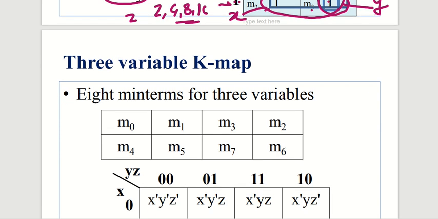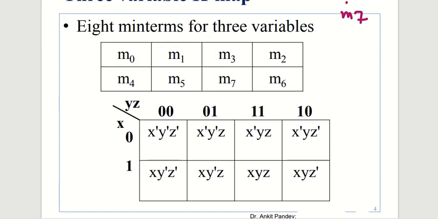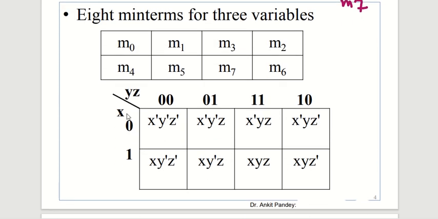If we are talking about 3 variable K-map, when the number of variables is 3, 2 power 3, it will acquire a total number of 8 squares or 8 boxes. The minterm values will be from m0 to m7. So for 3 variables, suppose we have the values x, y and z. So x can be either 0 or 1. YZ values can be 00, 01, 11 and 10.